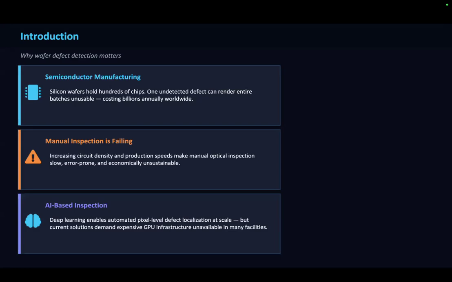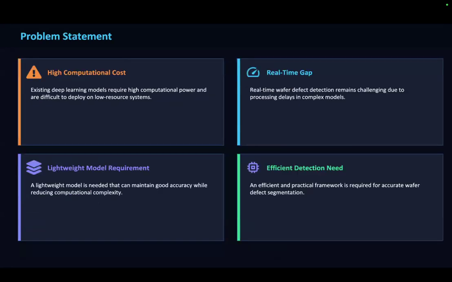Semiconductor wafers are important in chip manufacturing, so defects in a wafer can affect the product quality a lot. Also, manual inspection, like traditional inspection methods, is very time consuming and can be less efficient. Also, AI-based inspection methods help automate the inspection process and improve accuracy. So the main problem statement can be divided into 4 sections.